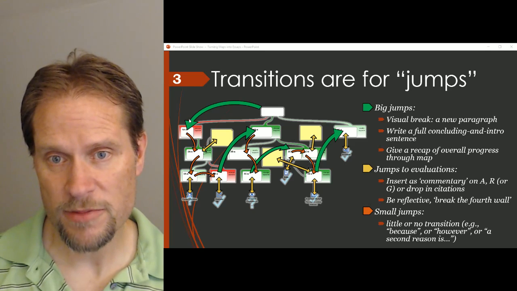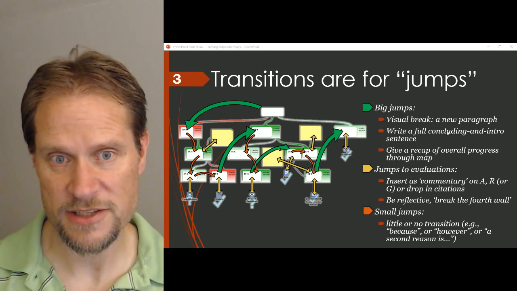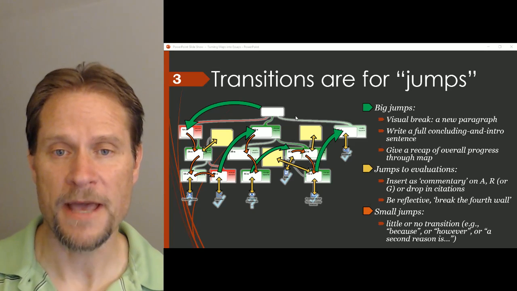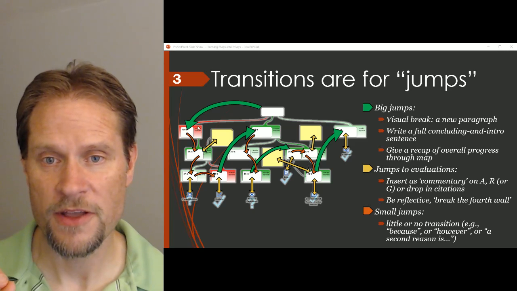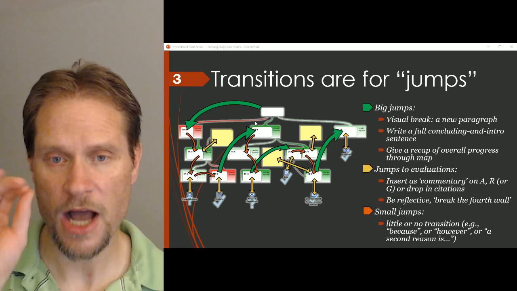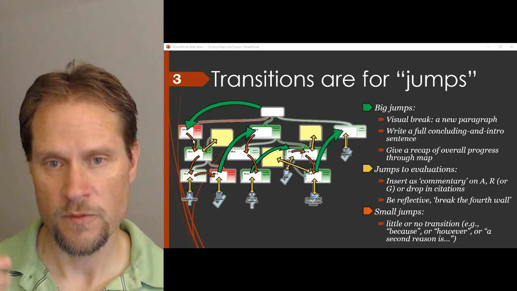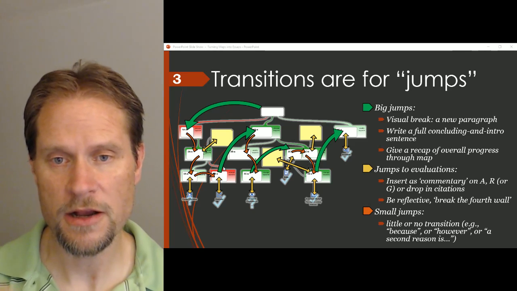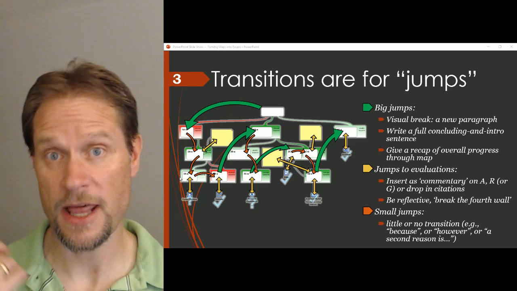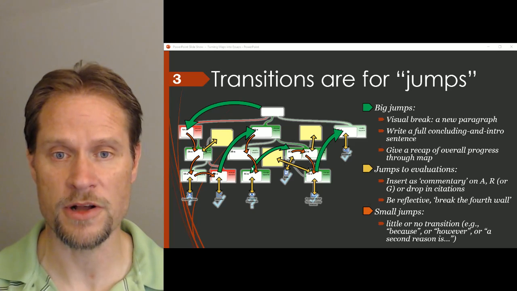When you're making a big jump like that, not only do you probably need a visual break of at least a new paragraph, if not a section header, but you probably want a little bit of a wrap-up, right, that kind of finishes off the thing that you just completed and sends a clear and obvious signal, I'm on to a new part of my map, right? So when I make this jump from here to here, I want to make it clear that I have finished dealing with the objection, and I think I did a good job dealing with it, and it's not a big danger to my overall argument.